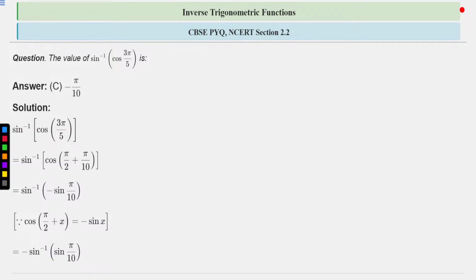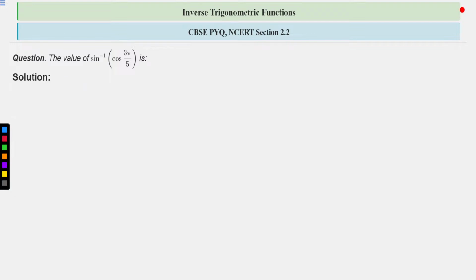sine pi by 10, right? Because sine inverse of minus x is basically minus of sine inverse x, right? So it will be minus of sine inverse sine pi by 10, right? Therefore, finally it will be equal to minus pi by 10, right? So the correct answer will be equal to minus pi by 10, right?